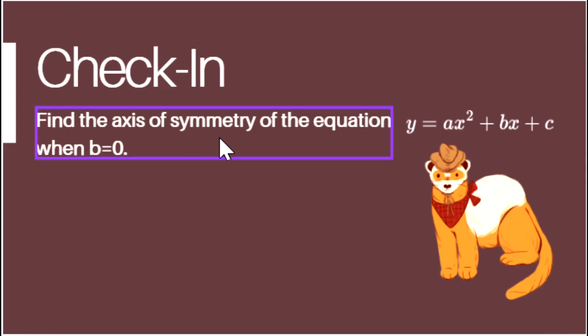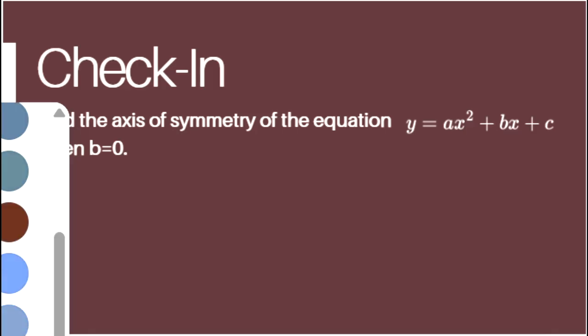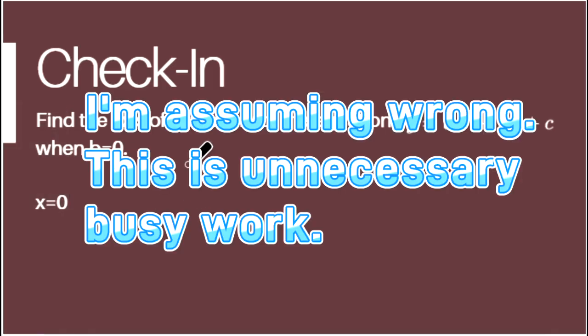Find the axis of symmetry of the equation when b equals 0. So if you think you can do this, pause it and give it a try. If not, just go ahead and continue on with us and we'll see if we can figure it out together. Okay? They say that x equals 0. Let's see if we can agree with that, because after all, I am the smartest person ever and I'm so good at math, okay? So I'm assuming what we do is we go.